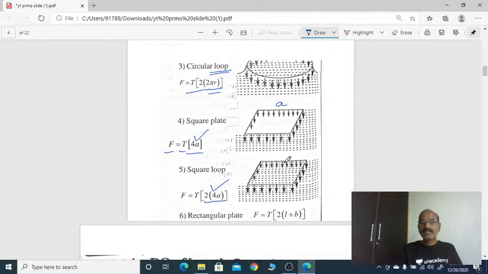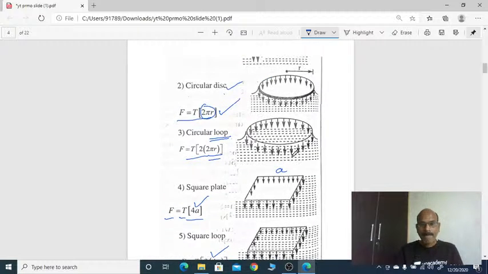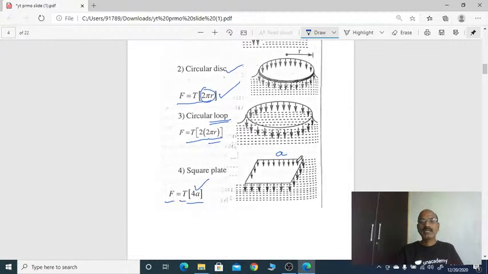For a rectangular plate, the force required to lift one rectangular shape of wire placed on the surface of water is surface tension T into twice length plus breadth. So remember these formulas, they will be very useful for numericals, right?